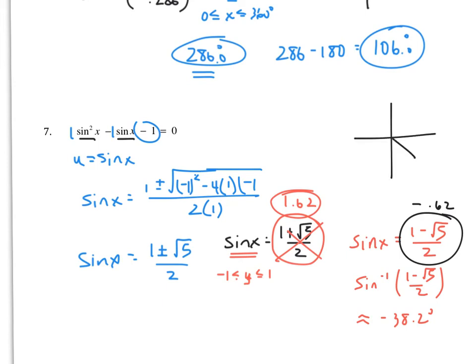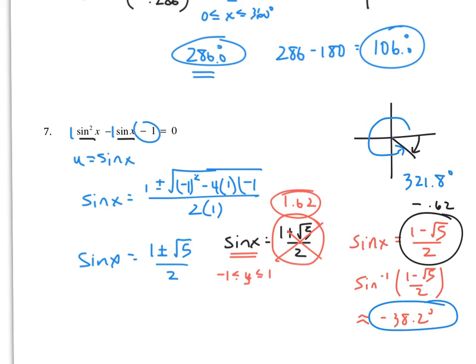But remember that we don't want a negative angle, we want the positive angle. So the one thing that we're going to have to do is 360 minus 38.2, and that is going to give us 321.8 degrees. All right, so that gives us the angle that is in the fourth quadrant.